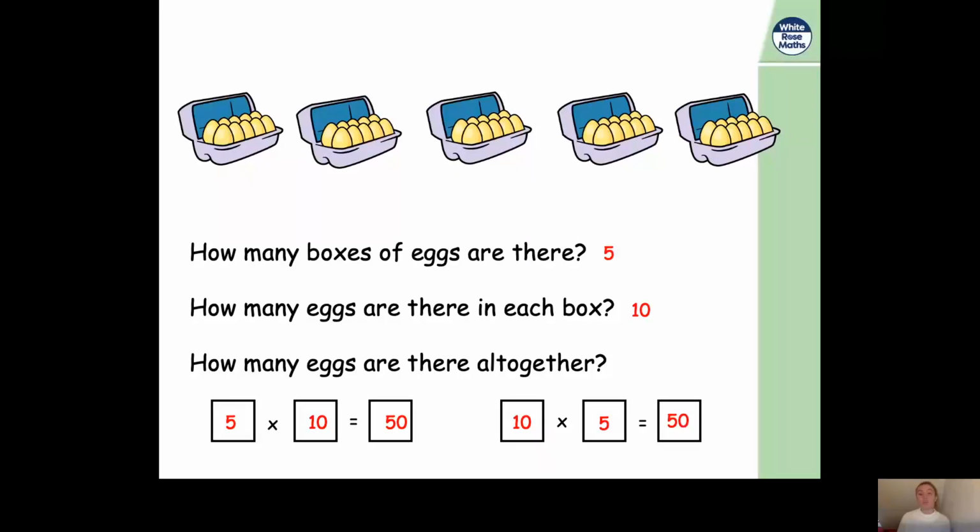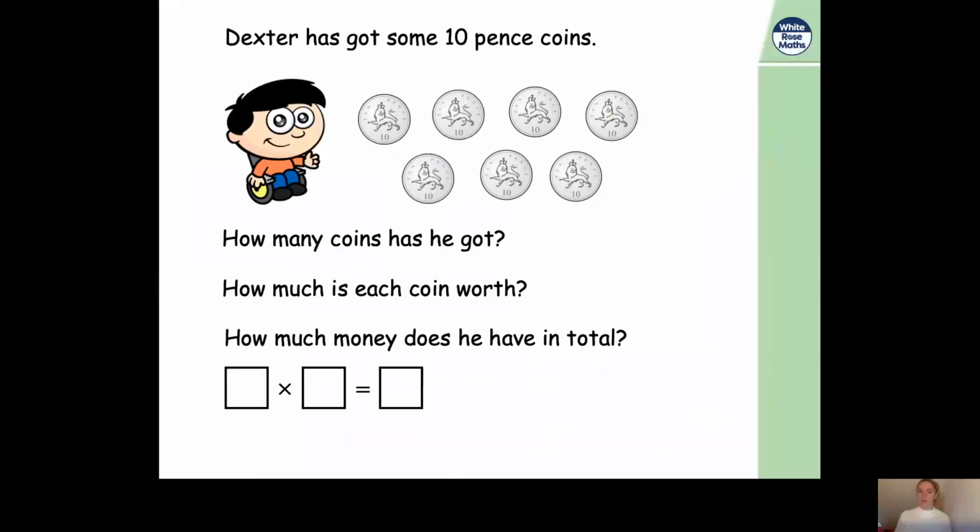Now, you know your 10 times table and you know your 5 times table, so you should be able to answer both of those multiplication number sentences. Now, would you like to try one yourself? Here we go. So Dexter has got some 10 pence coins. How many coins has he got? How much is each coin worth? And how much money does he have in total? So can you write 2 multiplication number sentences to represent these pictures?